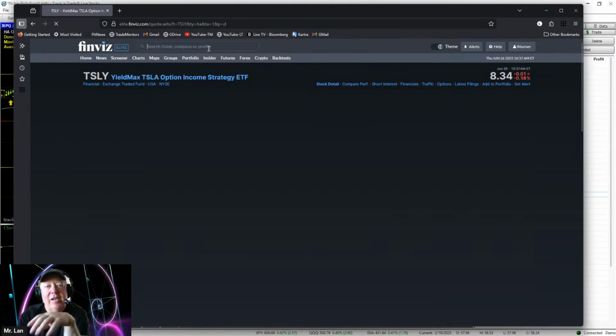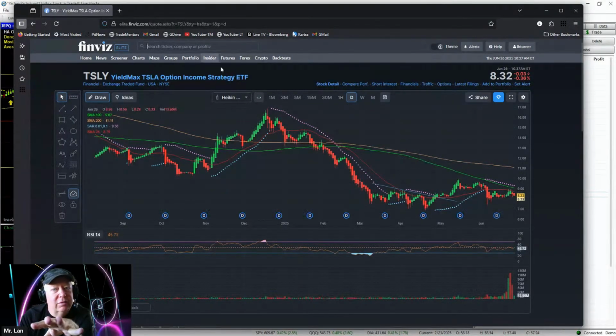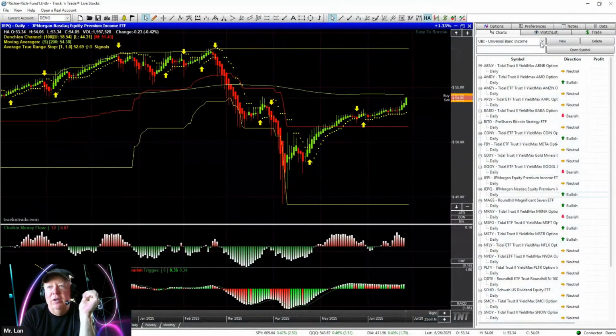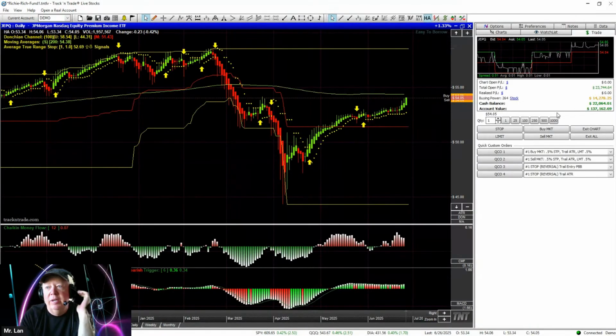TSLY, now he's actually trading this aggressively using options. And so when he goes into Tesla, he doesn't just take your $10,000 and buy Tesla with it. He takes your $10,000 and uses it with what we call buying power. Okay, that increases if you come over here into Track and Trade, which is a trading platform. You can see you have buying power right here.